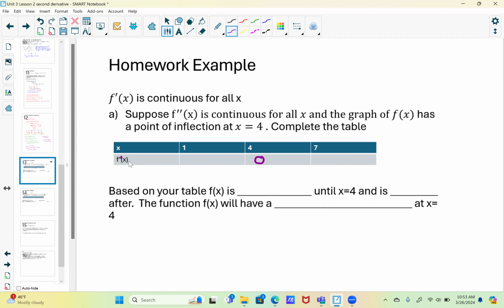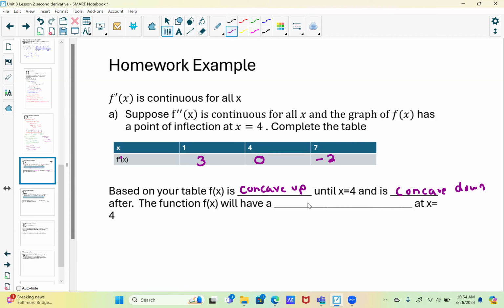So at x equals 1, I'm going to say, let's say a positive 3, and then at x equals 7, I'm going to choose a negative number. Again, I can choose anything, negative 2. And then I'm going to fill in these blanks based on my table. So based on your table, f of x is, because at 1 the second derivative is positive, we know that it's concave up until x equals 4. And then because after 4 at x equals 7, it's negative, it is concave down.